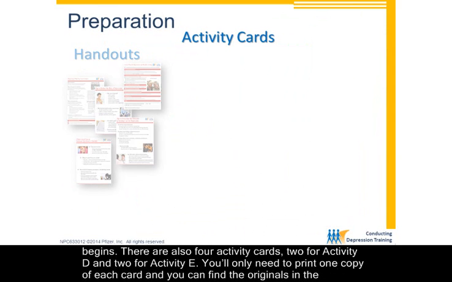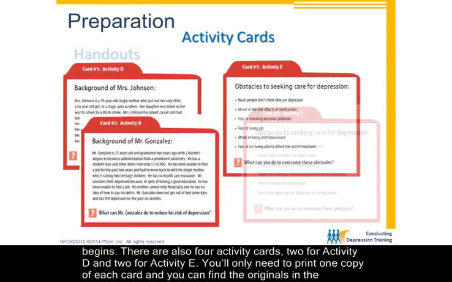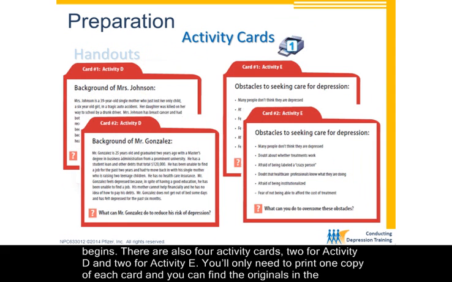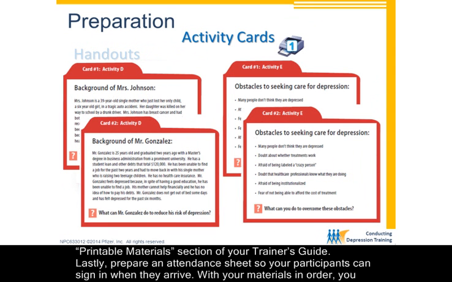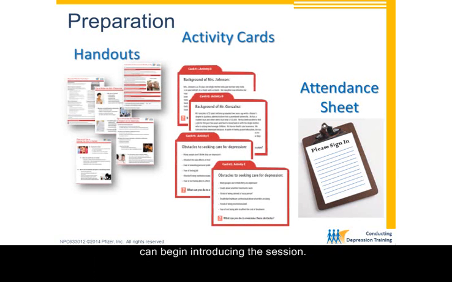There are also 4 activity cards, 2 for Activity D and 2 for Activity E. You'll only need to print 1 copy of each card, and you can find the originals in the printable materials section of your trainer's guide. Lastly, prepare an attendance sheet so your participants can sign in when they arrive. With your materials in order, you can begin introducing the session.